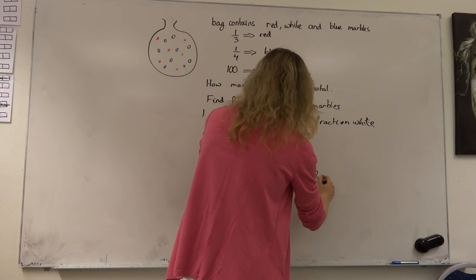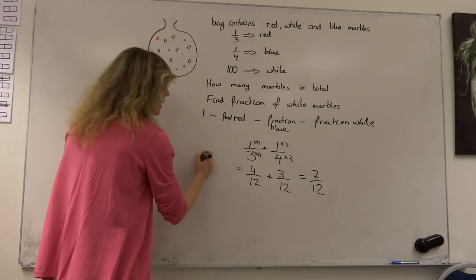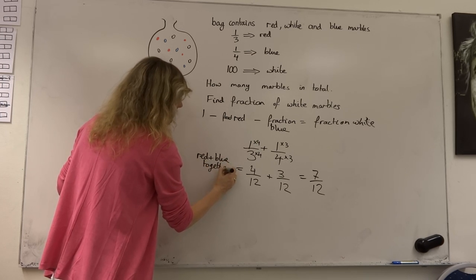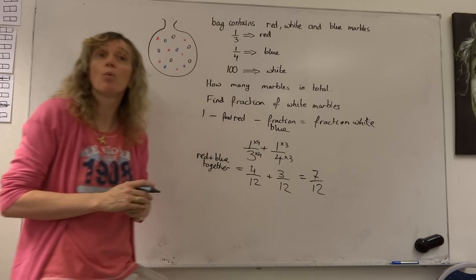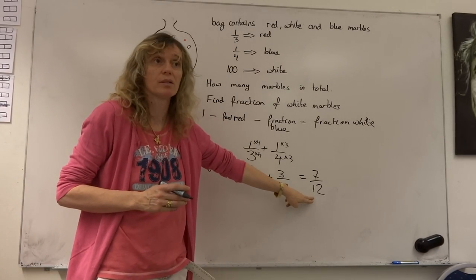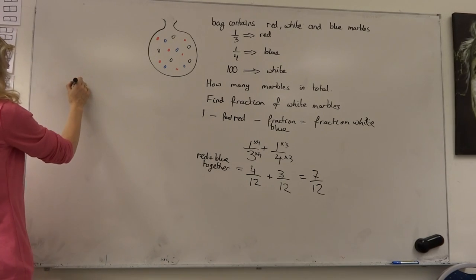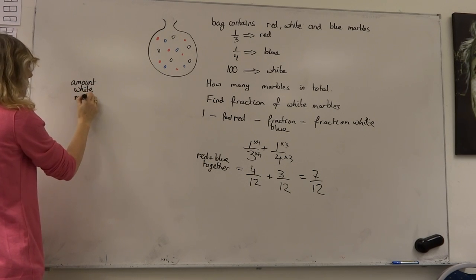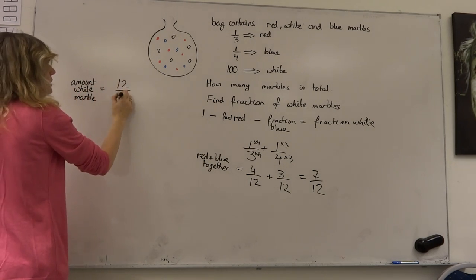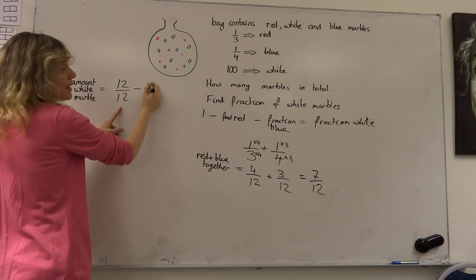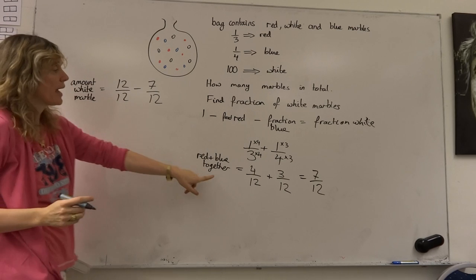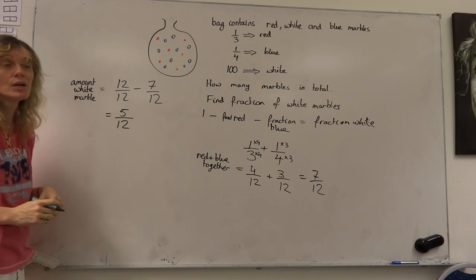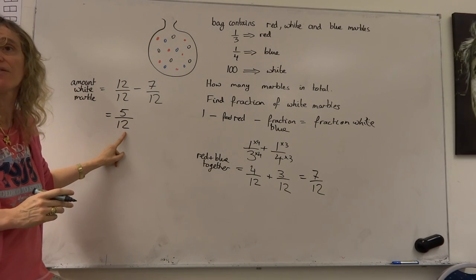It's really easy to add my fractions. 4 plus 3 is 7. 7 what? 7/12. So the amount of red and blue together is 7/12. So how much must be white? Well, it must be 1 minus 7/12. That must be the amount of white. So the amount of white marbles must be 12/12, because that's the same as 1, minus the 7/12. That is the red and blue together. That gives me 5/12. So the amount of white marbles I now know is 5/12.